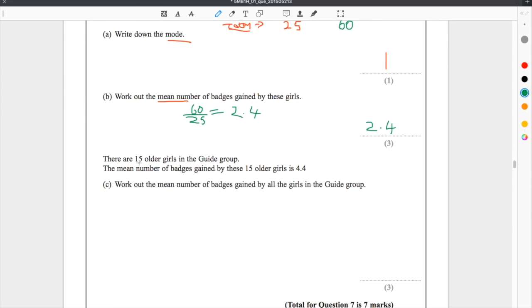Part C, there are 15 older girls in the guide group. The mean number of badges gained by these 15 older girls is 4.4. Work out the mean number of badges gained by all the girls in the guide group. So the mean here is 4.4 for the 15 girls. So if we multiply 4.4 by the total number of older girls, which is 15, again using the calculator, we get 66.